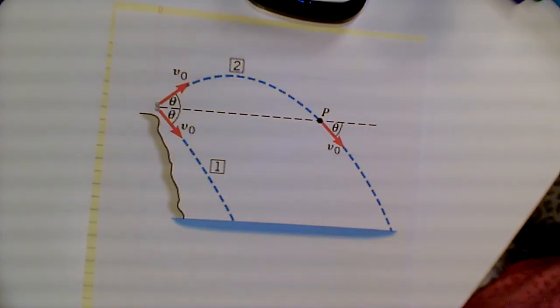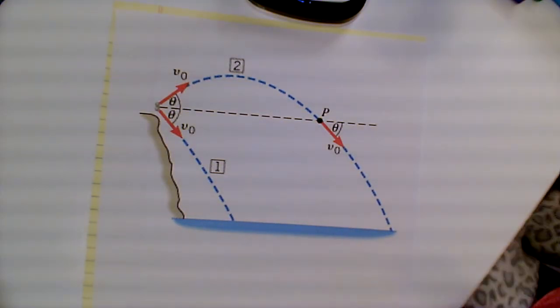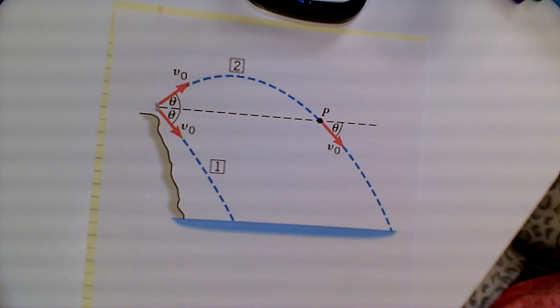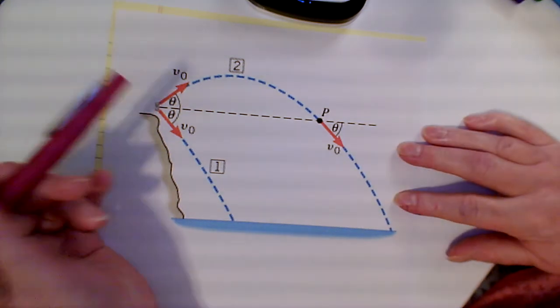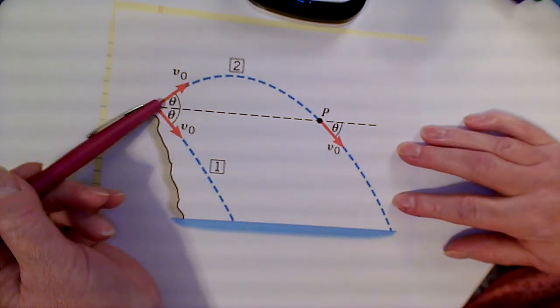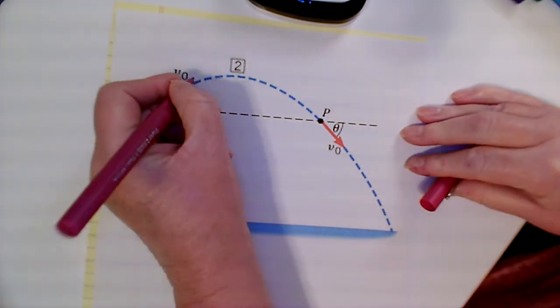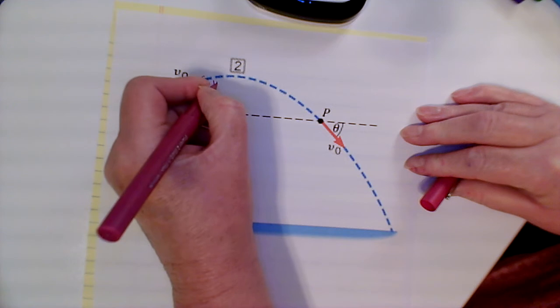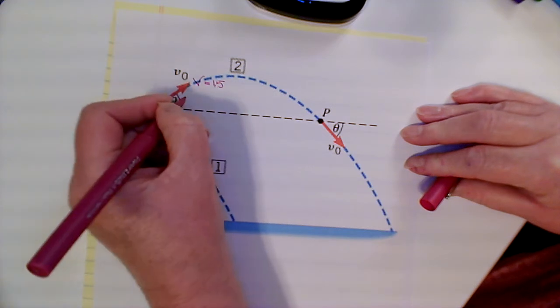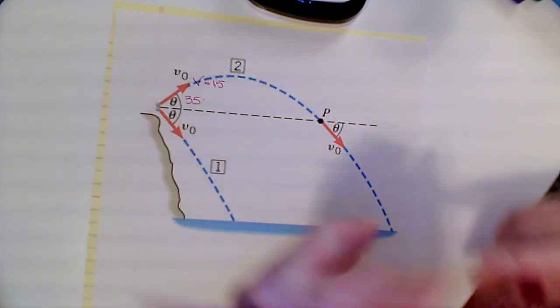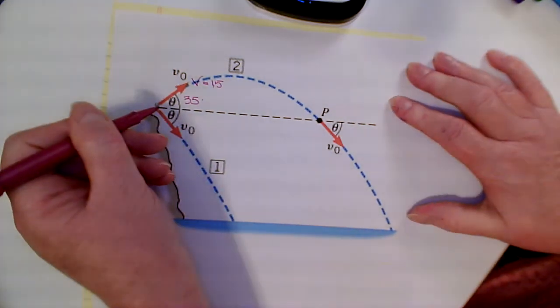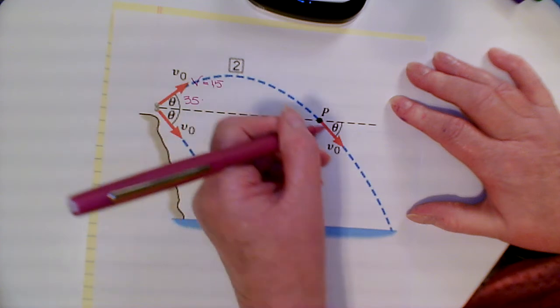Okay, next we're going to look at problem number 10. Problem number 10 is kind of like two problems in one. In the first situation, we're going to fire something with an initial velocity of 15 meters per second upward at a 35-degree angle. And that's going to be like a traditional problem of firing something off a cliff.